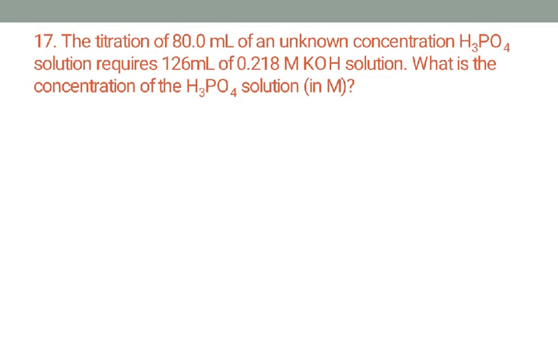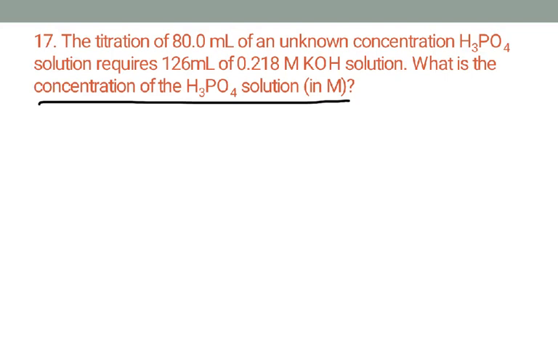Alright, so let's look at this titration problem. You have 80 milliliters of some unknown concentration of phosphoric acid. It requires 126 milliliters of 0.218 molar potassium hydroxide solution. What is the concentration of the phosphoric acid solution? So we want to find molarity of phosphoric acid.